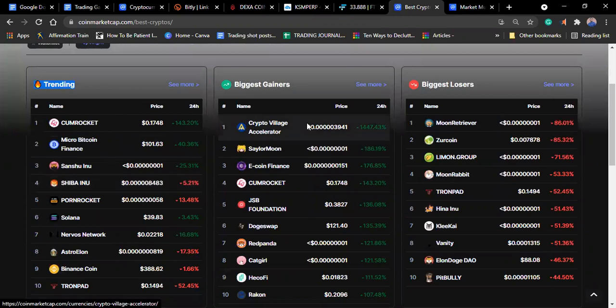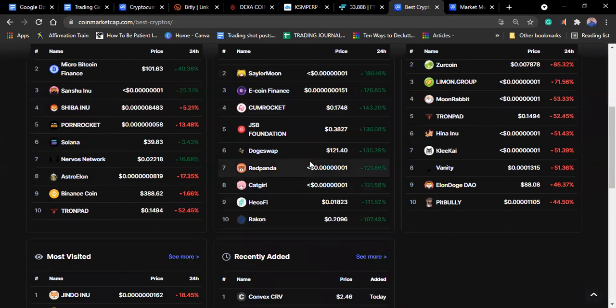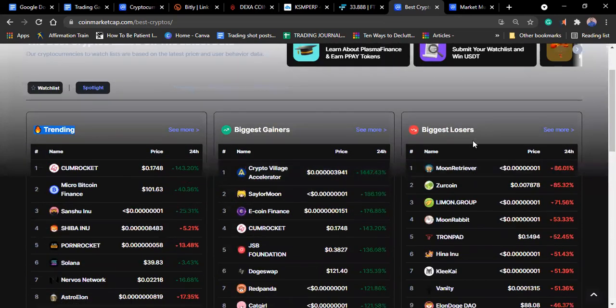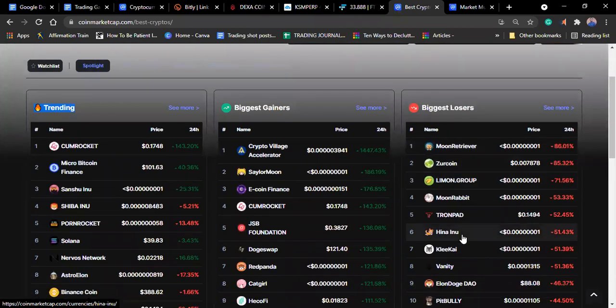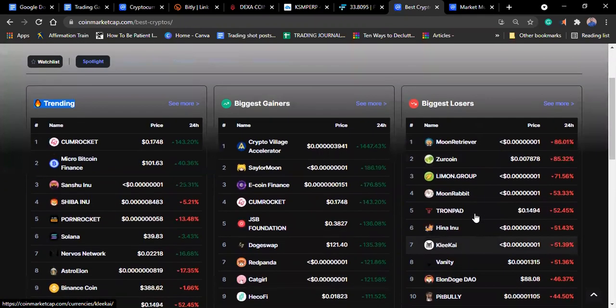Now these are the gainers. Can you imagine? This one has done 1,400%, 186%. Then you can look at the biggest losers, those that have lost a lot of money. Montriver, Zoocoin. I think is it the same as Zuga coin? I don't know. Trumpad. Some of these coins are scams or they're just what they call pump and dump.